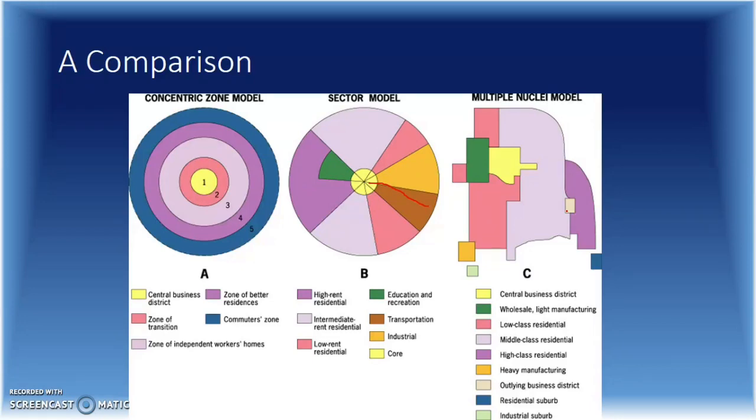So there you have it. That's the multiple nuclei model, as well as a brief comparison between the concentric zone model and the sector model.